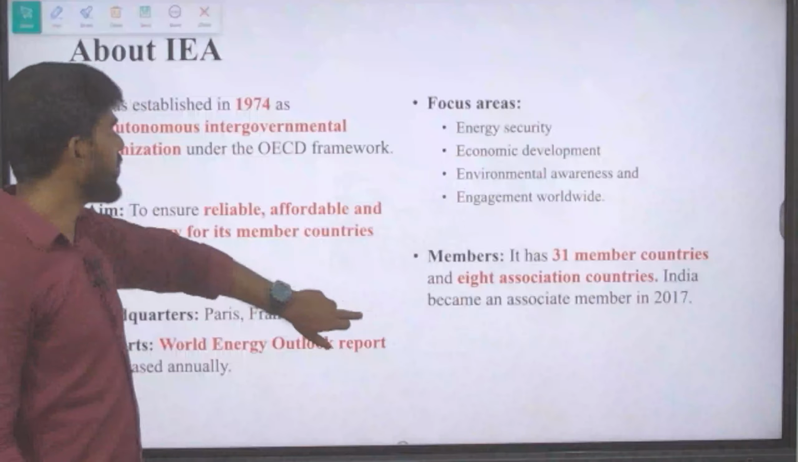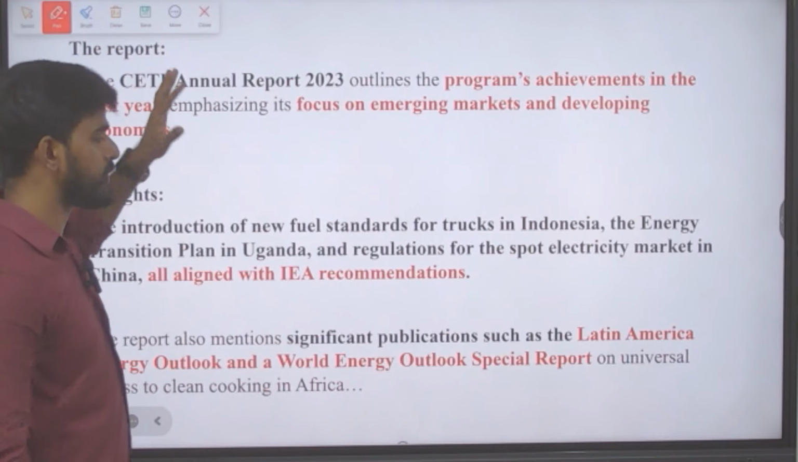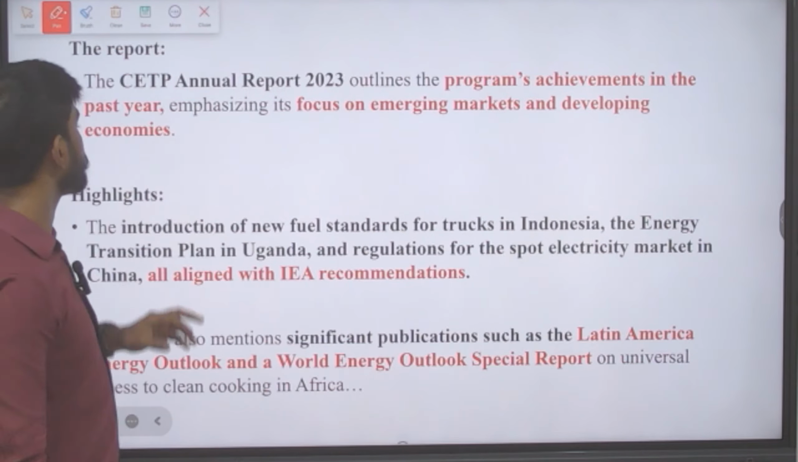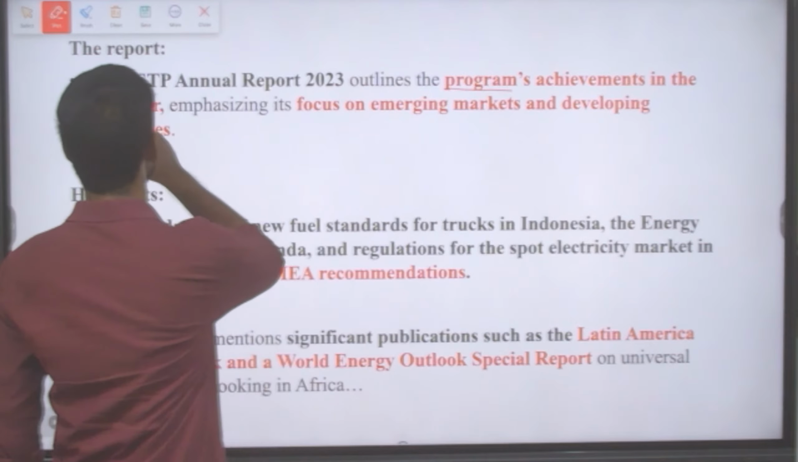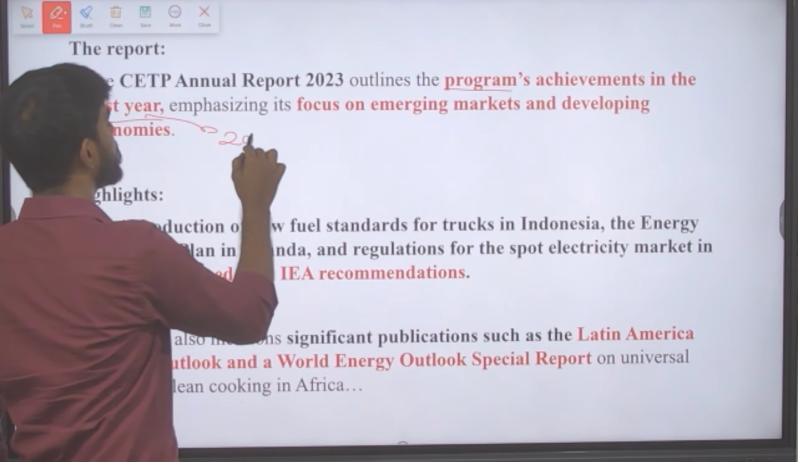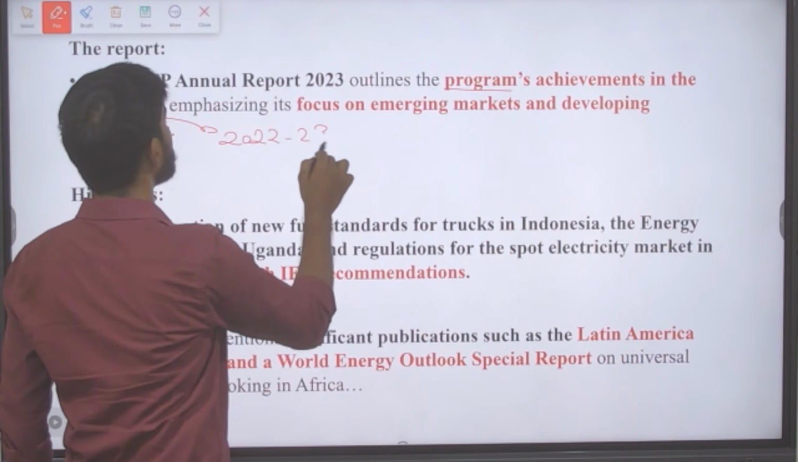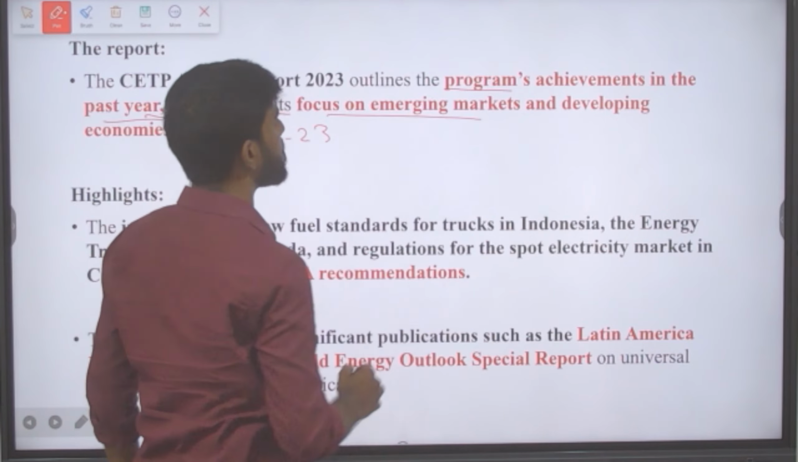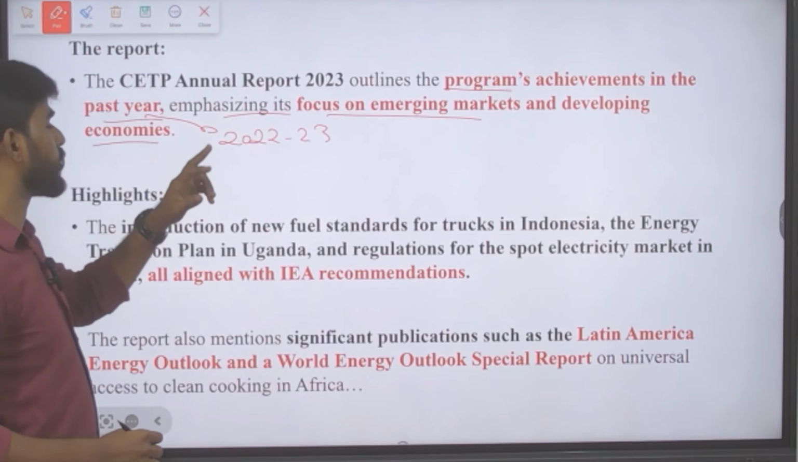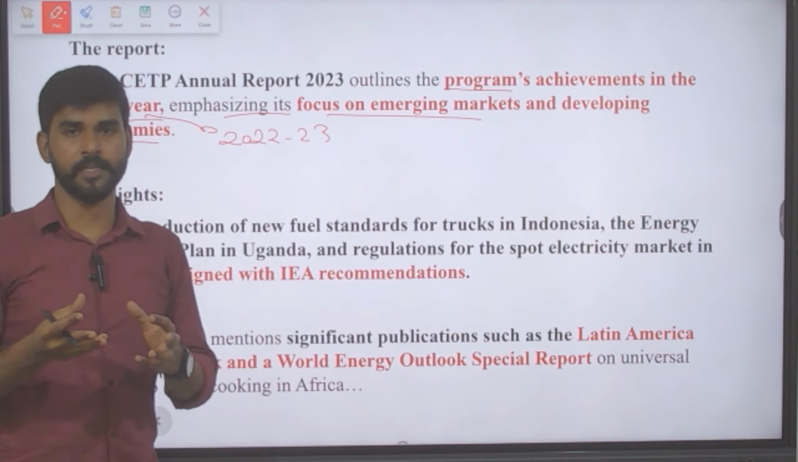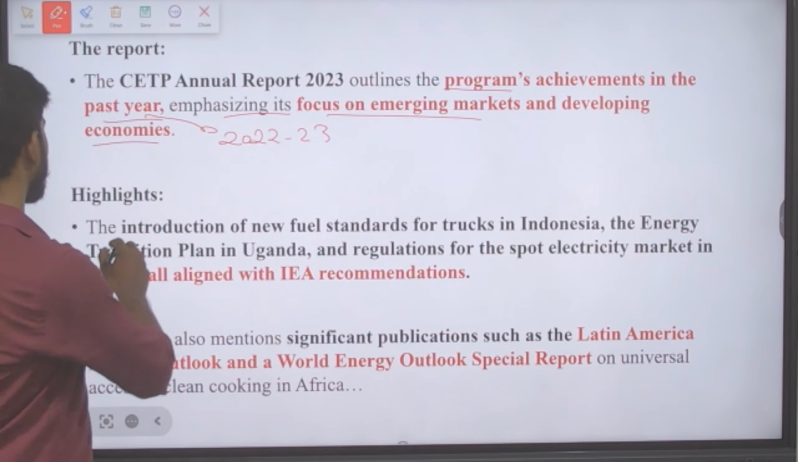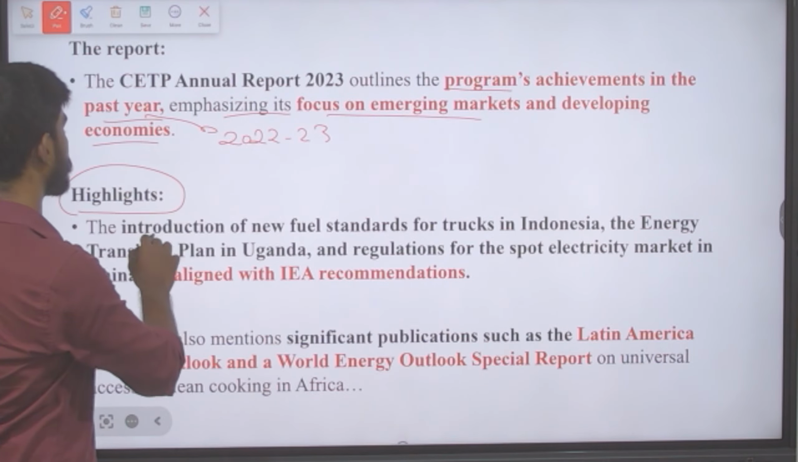Next is, we need to understand the report and the highlight of the report. So this report of 2023 outlines the program's achievement in the past year, that is in 2022-23, thus emphasizing its focus on emerging markets and developing economies. So the focus is entirely on the emerging markets and the developing economies. So what are all the highlights of the report?